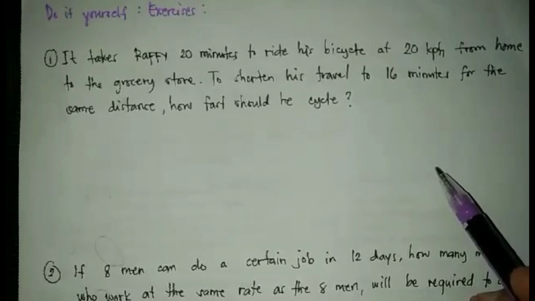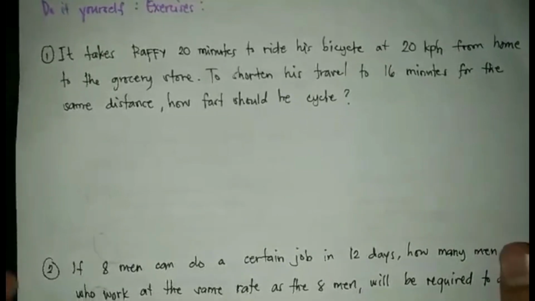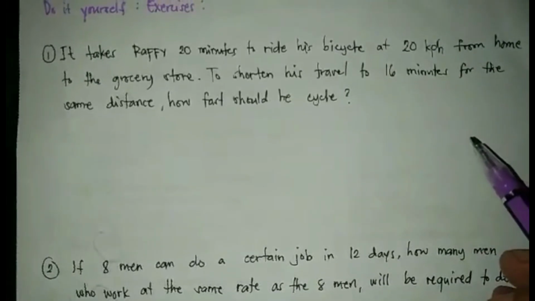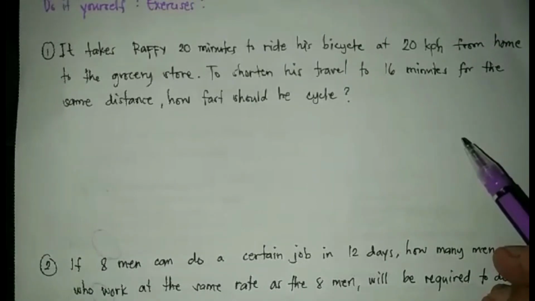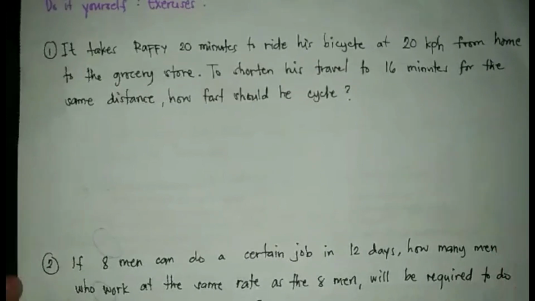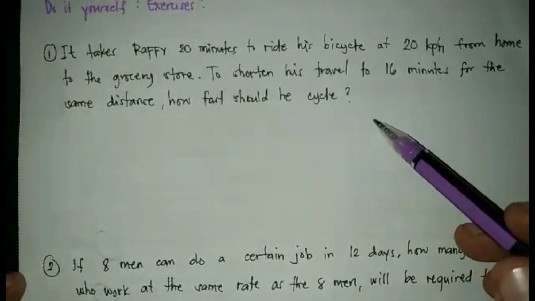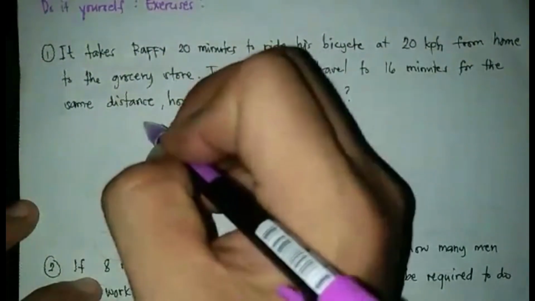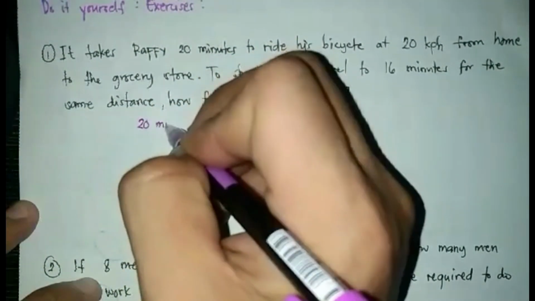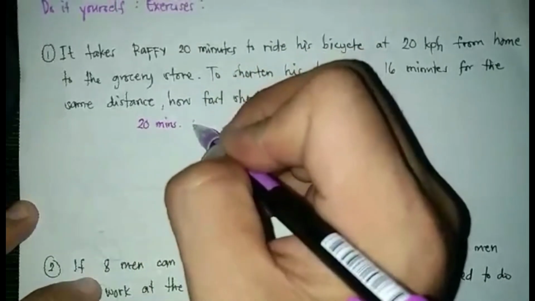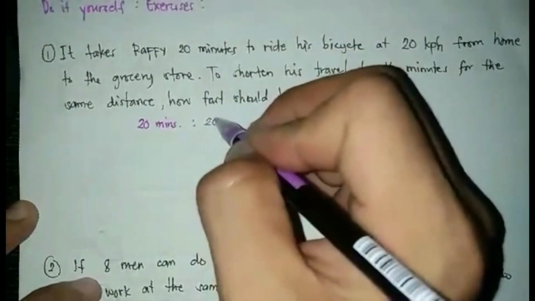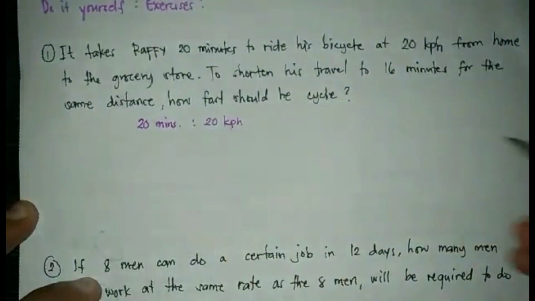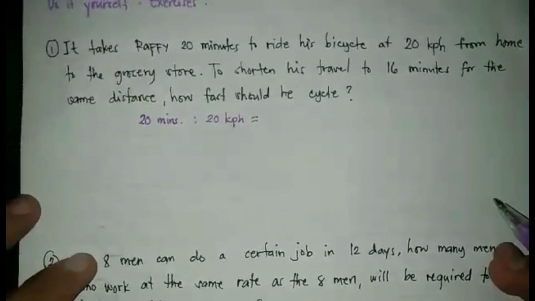Okay? So, bago natin sagutan yung isang particular problem, dapat i-analyze and understand muna natin ito. So, ano ba yung concept, ano ba yung given, ano ba yung hinahanap? In this particular problem, kunin natin muna yung kanyang 2 ratios. The first ratio is 20 minutes is to 20 kilometers per hour equals, ano yung pangalawang ratio?